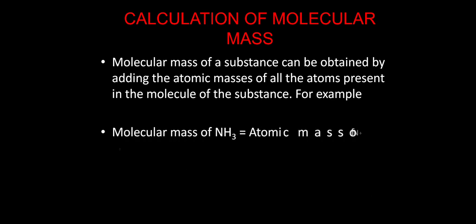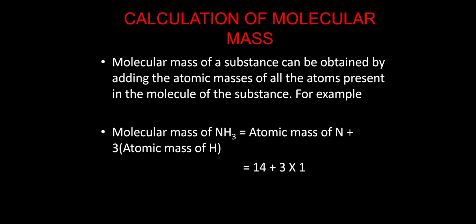Like for example, molecular mass of NH3 will be equal to atomic mass of nitrogen plus 3 times the atomic mass of hydrogen, because there are 3 hydrogens. So if I add 14, the atomic mass of nitrogen, and 3 into 1, that is nothing but 3 times hydrogen. Atomic mass of hydrogen is 1, so 3 into 1, which will give you 17. So that is nothing but the molecular mass of NH3.